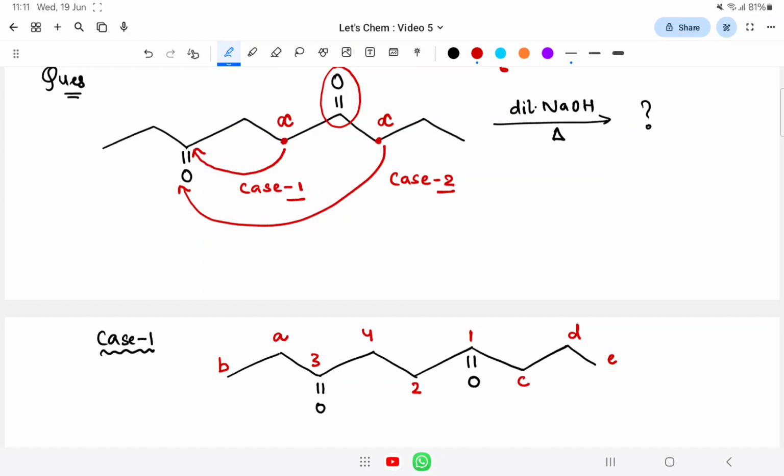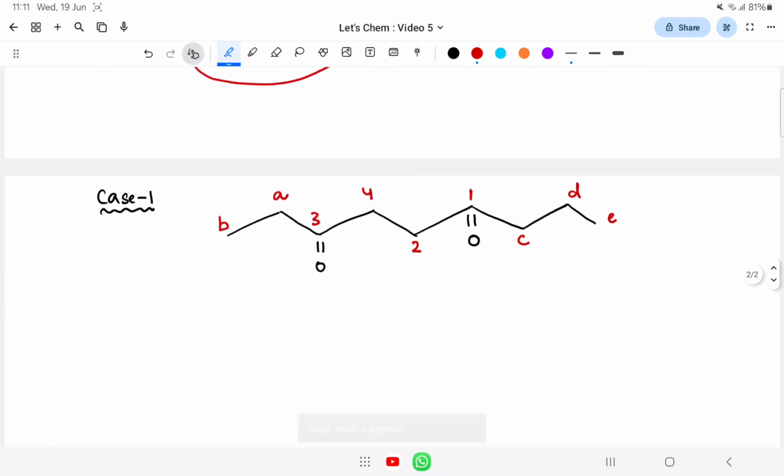So what is going to happen at low temperature? I'll show you the case 1 products. You can try this with mechanism. If it's not working fine, then you let me know. So what is going to happen at low temperature? The second carbon, that is the alpha carbon, is going to attack the third one. Can you imagine what is going to happen, guys? Yes, ring formation will be there. The third carbon will get attached to the second carbon.